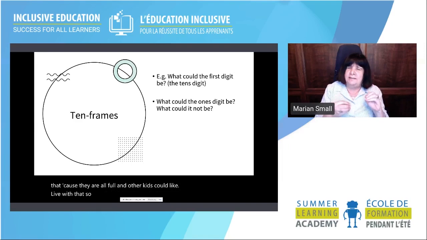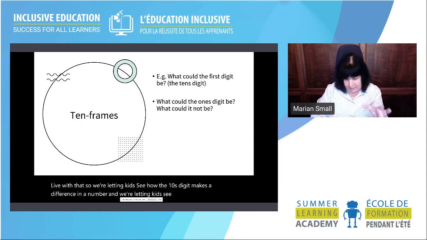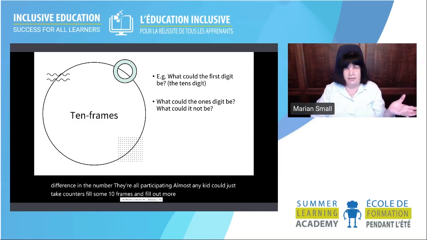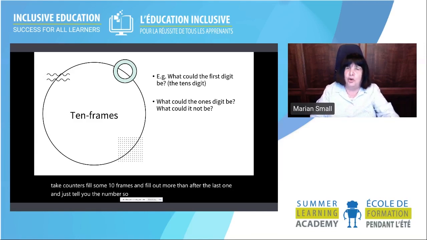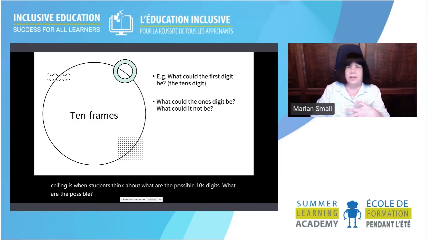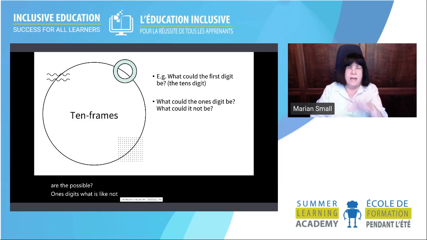So we're letting kids see how the tens digit makes a difference in a number, and we're letting kids see how a ones digit makes a difference in the number. They're all participating. Almost any kid could just take counters, fill some 10 frames, and fill more than half of the last one, and just tell you the number. So that's the low floor. But the high ceiling is when students think about what are the possible tens digits, what are the possible ones digits, what is not okay. So it's not a complicated task, but I do think it has a lot of richness to it.